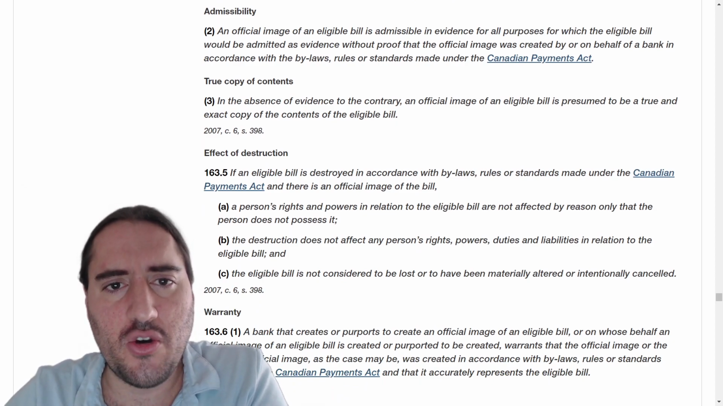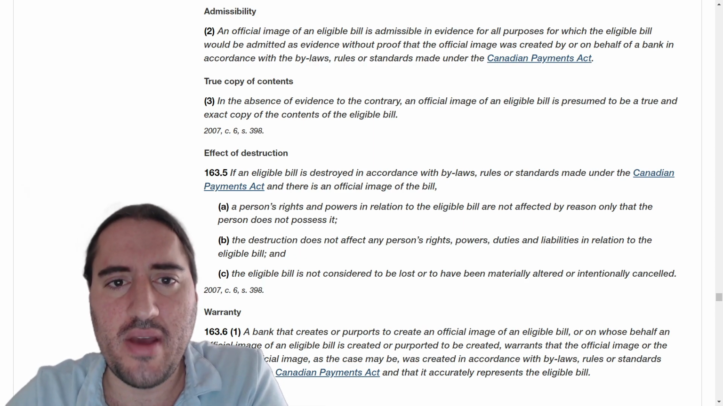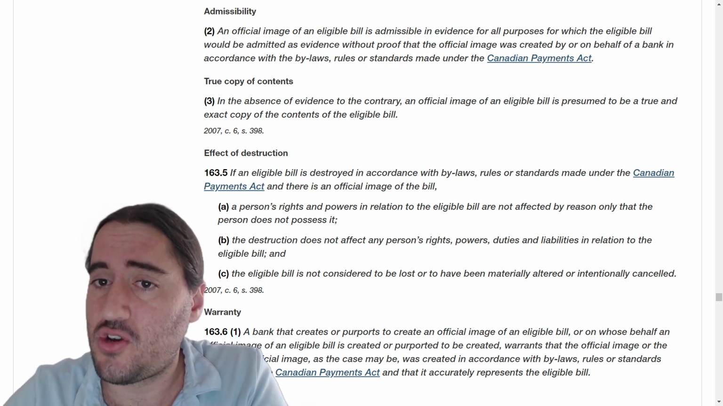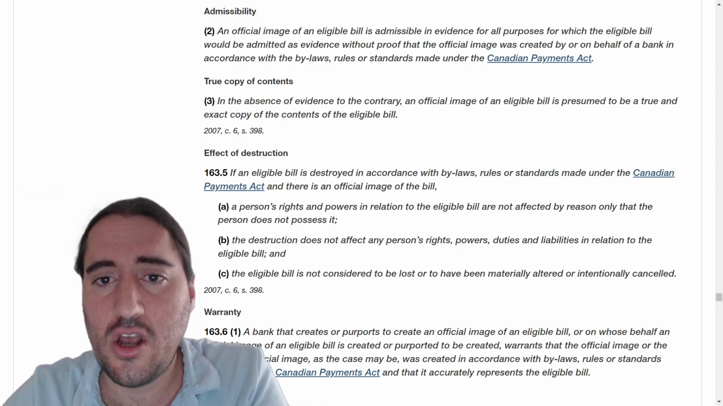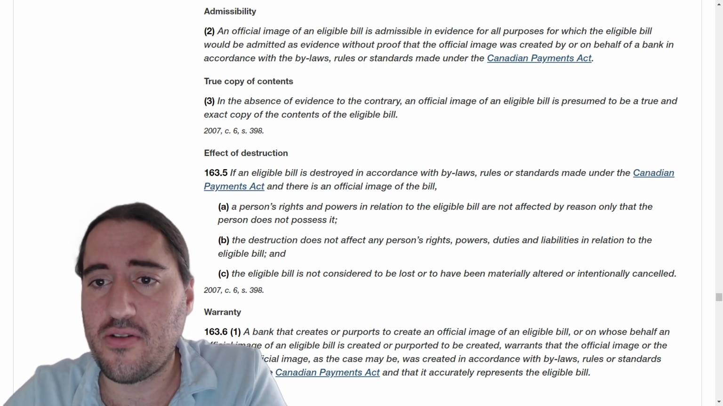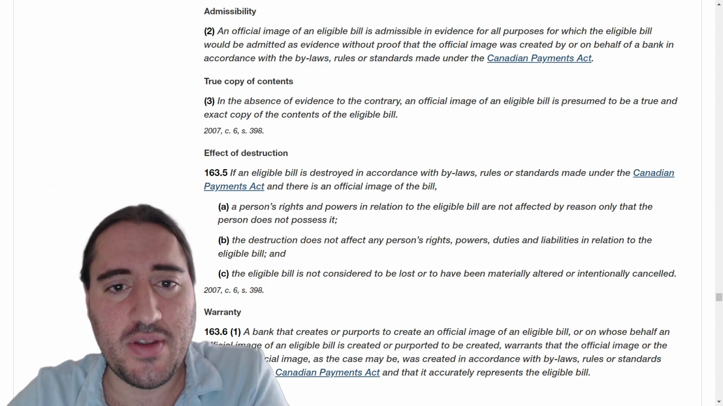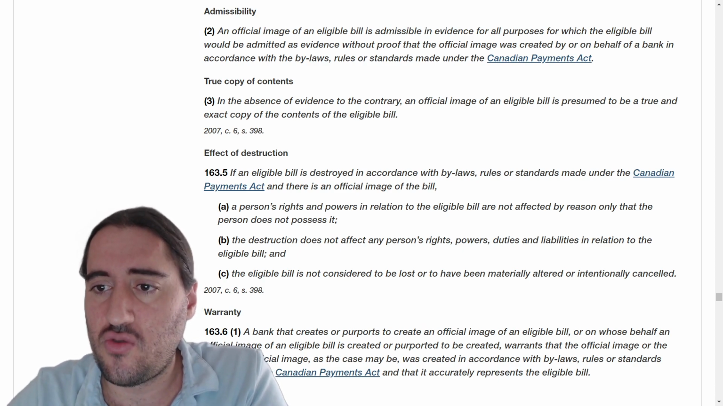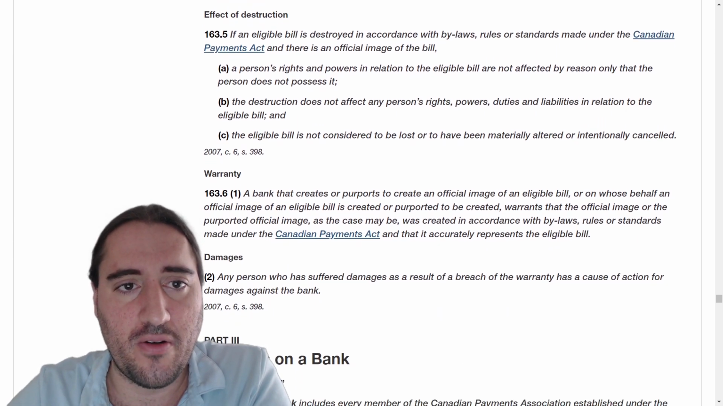Admissibility. An official image of an eligible bill is admissible in evidence for all purposes for which the eligible bill would be admitted as evidence without proof that the official image was created by or on behalf of a bank in accordance with the bylaws, rules, or standards made under the Canadian Payments Act. True copy of contents. In the absence of evidence to the contrary, an official image of an eligible bill is presumed to be a true and exact copy of the contents of the eligible bill.